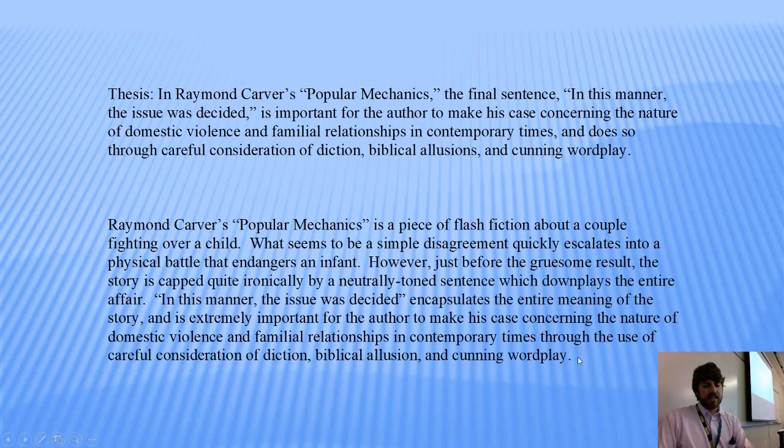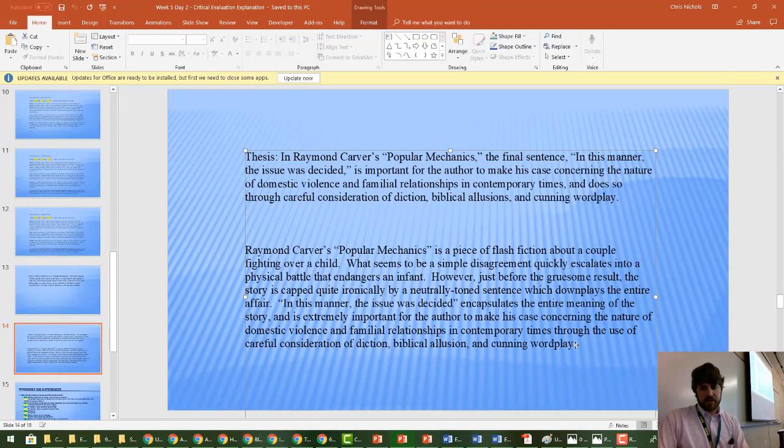You'll notice here, and I don't think it's text, so I can't highlight it. It's an object.